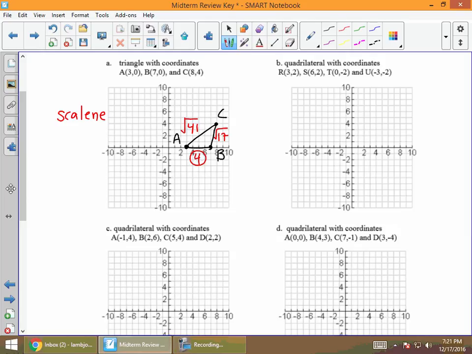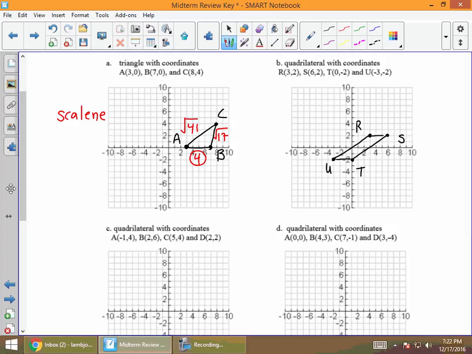For B, it has a quadrilateral. So R is at 3, 2. S is at 6, 2. T is at 0, negative 2. And U is at negative 3, negative 2. So I can look at this, and I know it's not a square or a rectangle because I don't have 90-degree angles, so my only hope here is a parallelogram.